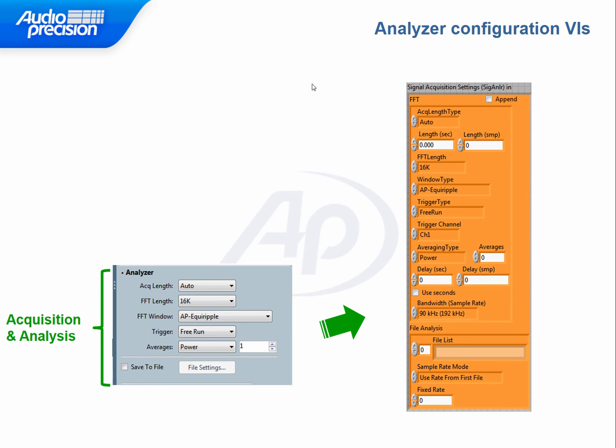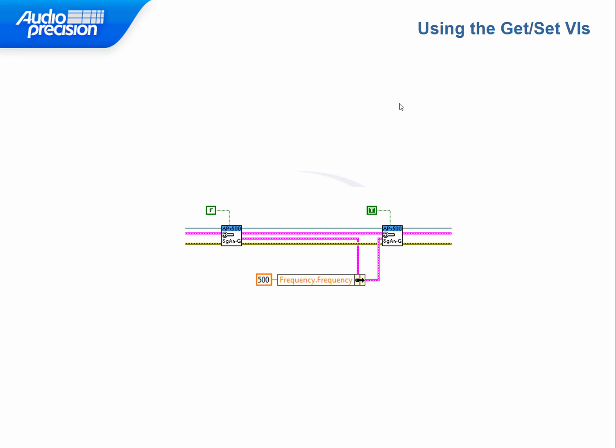This shows the acquisition and analysis section, or the analyzer section, of the APx500 GUI, and you can see the corresponding cluster of controls in the .NET driver. You can see a lot of similar controls. So we have the acquisition length type here, and the acquisition length both set to auto, and so on. So again, there are more controls in the VI cluster than are visible on the screen within the software at any one time.